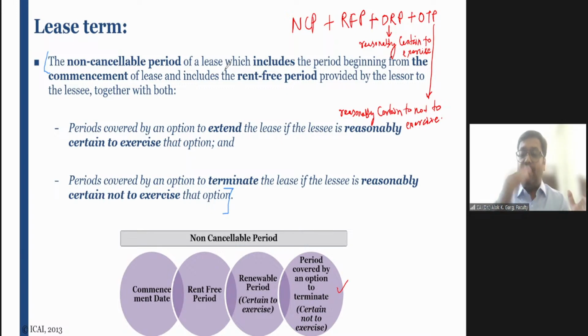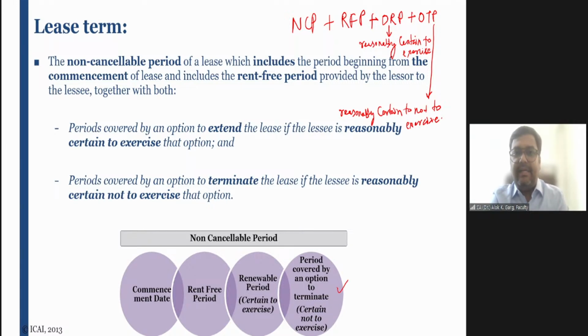What is meant by lease term? The non-cancelable period, which is 5 years, plus the rent-free period, which is 6 months, plus the optional renewal period, plus the optional termination period, right?